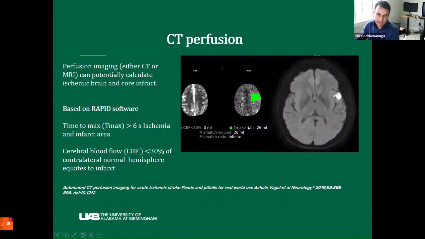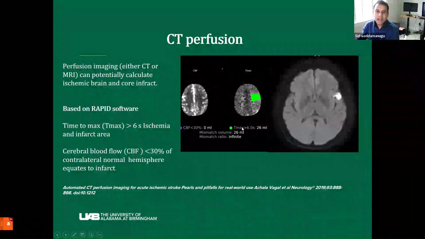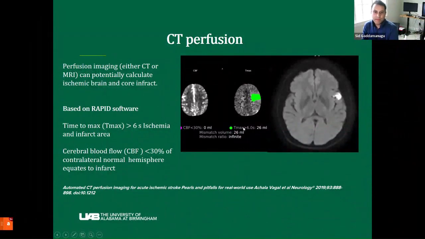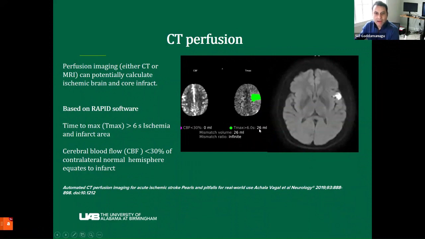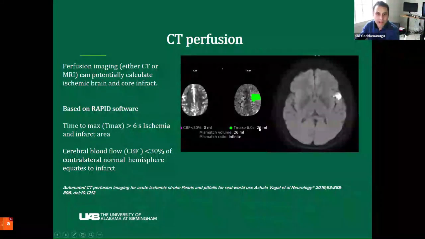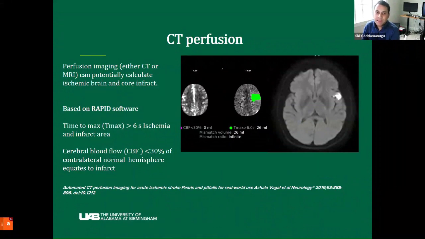Now, Tmax is time to maximum. It is the time to attain the maximum density of iodine in the brain. So if that is delayed, that patient is having either ischemia or infarction. So remember, RAPID will take Tmax more than 6 seconds, and that volume gives us the combined ischemia and infarct. Remember, it's the combined ischemia and infarct. So what we're typically looking for in ischemia is the mismatch. So what is ischemia? Ischemia is nothing but Tmax minus CBF.